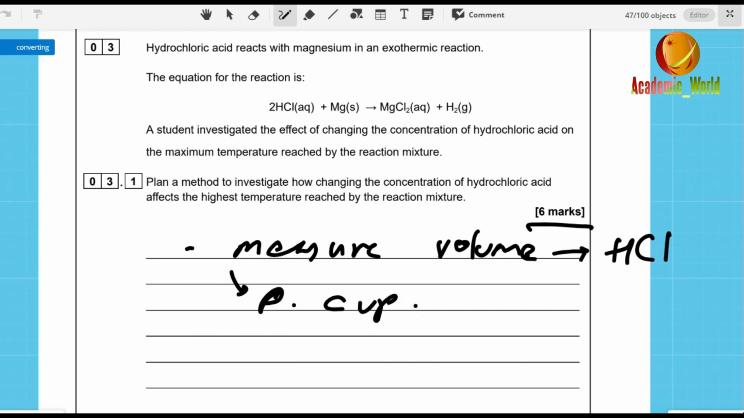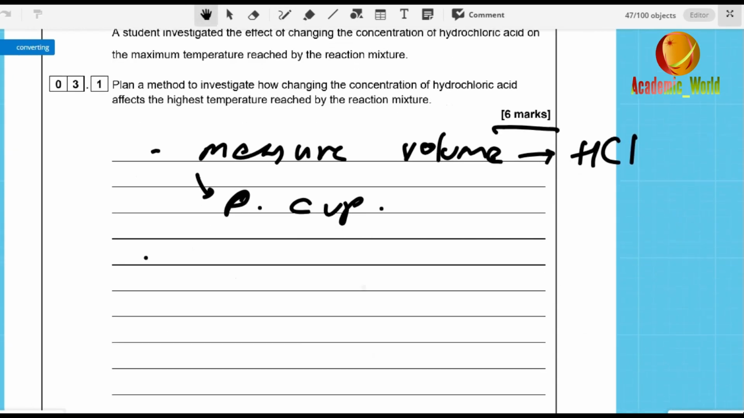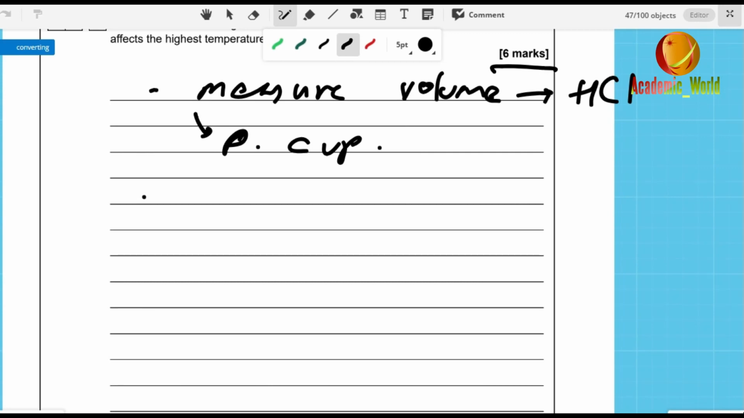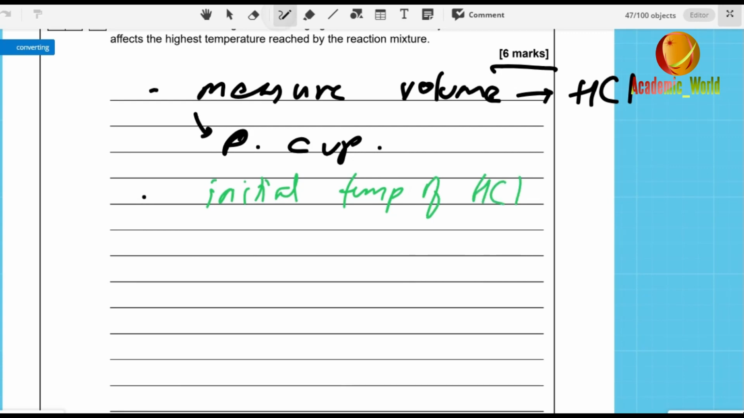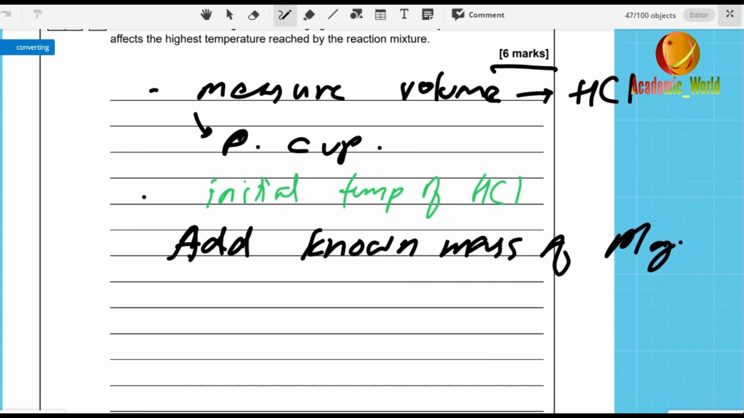And then the next point is to measure the initial temperature of the HCl with a thermometer, and then add a known mass of magnesium, measured with a balance, and stir it.